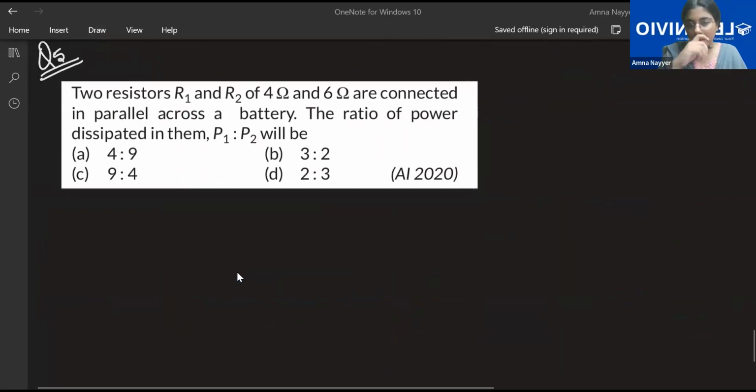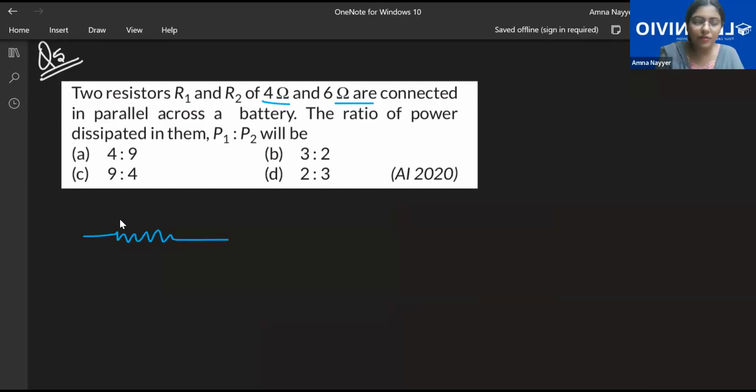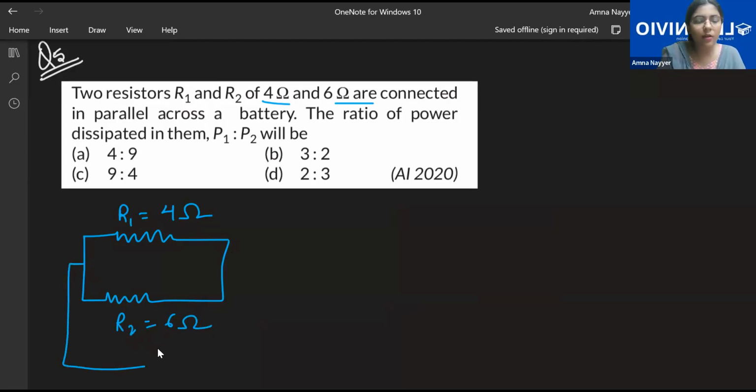Okay, last question from this part, then we'll be left with Kirchoff's. This says that two resistors, 4 ohm and 6 ohm, are connected in parallel across a battery. So now we are talking about resistors. So different resistances will be there. R1 is 4 ohm, R2 is 6 ohm. Okay, and these are connected in parallel across a battery. Let's say some V voltage is there.